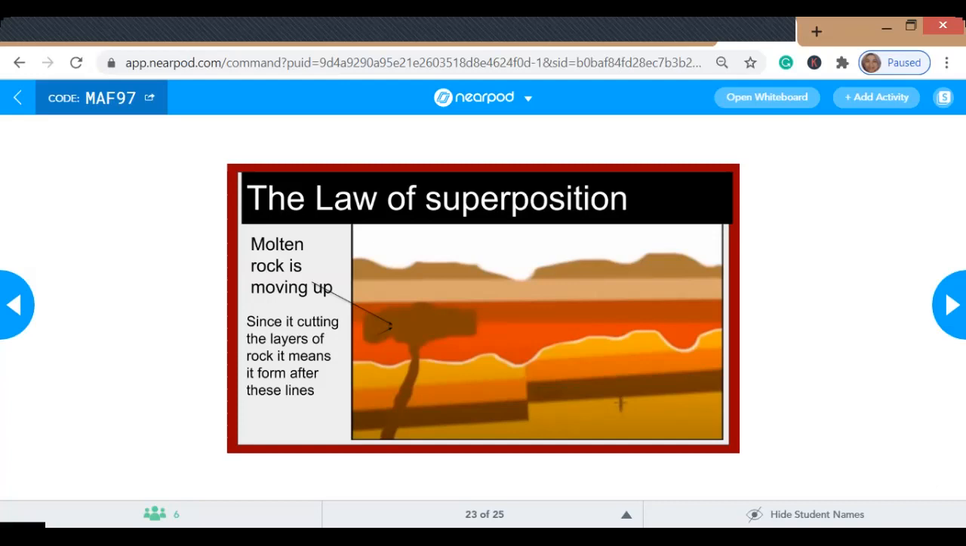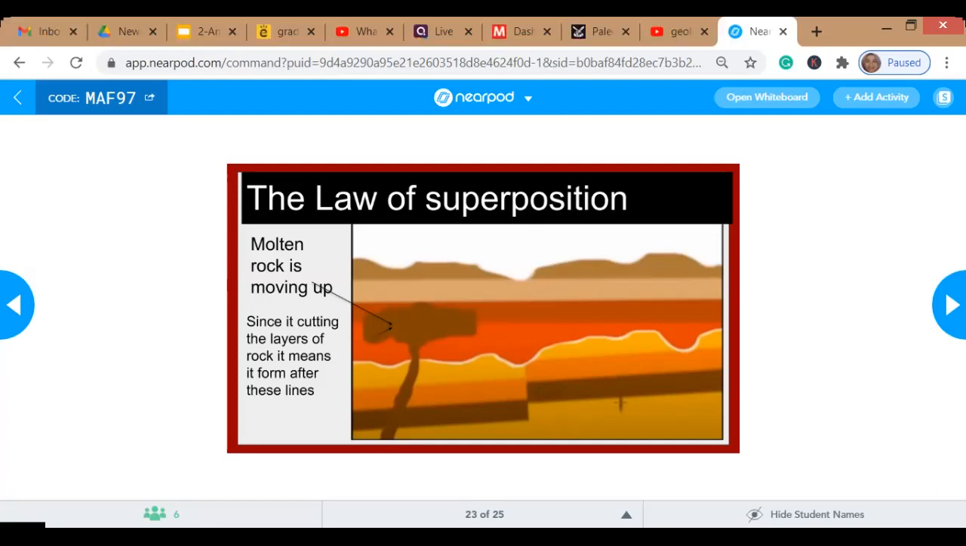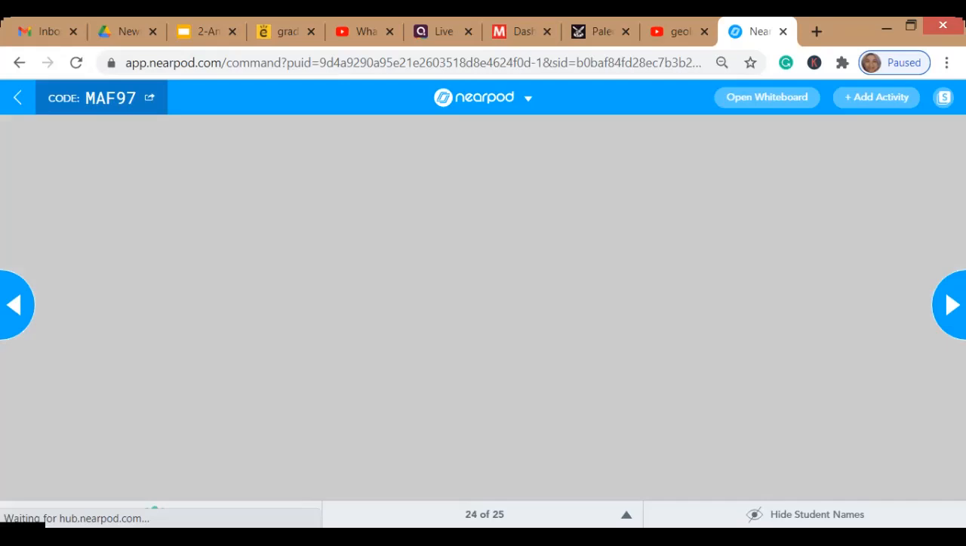And this layer formation is called the law of superposition. The law of superposition means first layer, then second layer, and then eroded, and many, many layers more. And they are arranged in sequence. And we can just see and analyze. The last one is the oldest, and the first one is the new one.